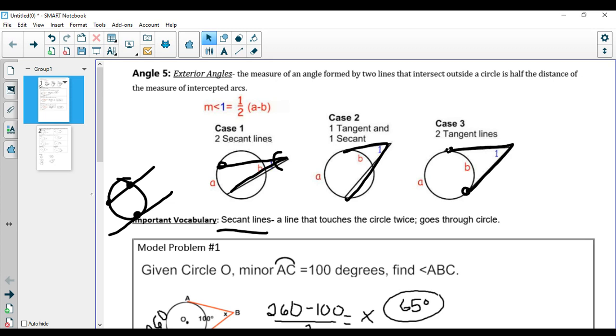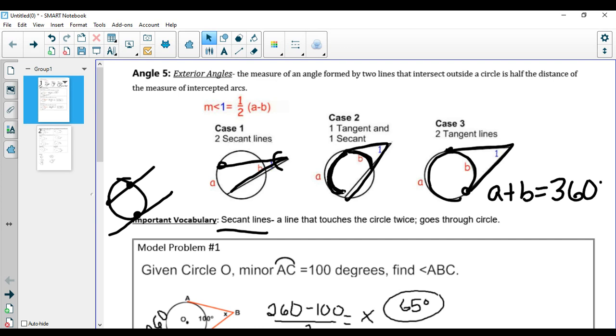All right, and if you notice in the 2 tangents, both the arcs that are formed make up a full circle. So in the case of 2 tangents, that adds up to 360. If you look here, the 2 arcs that are being formed by the secant and the tangent do not make up the full circle. So in this case, you'll just have A and B. It doesn't add up to anything. And the same thing here. You have A and B, but all 4 arcs would add up to 360.